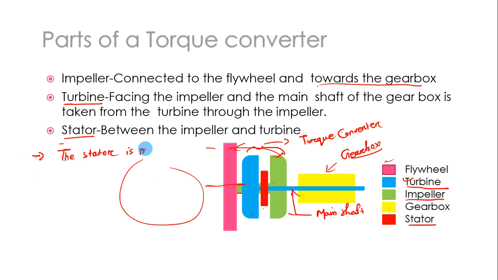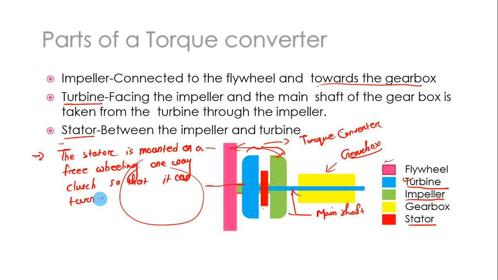The stator is mounted on a freewheeling one-way clutch, so that it can turn in one direction.